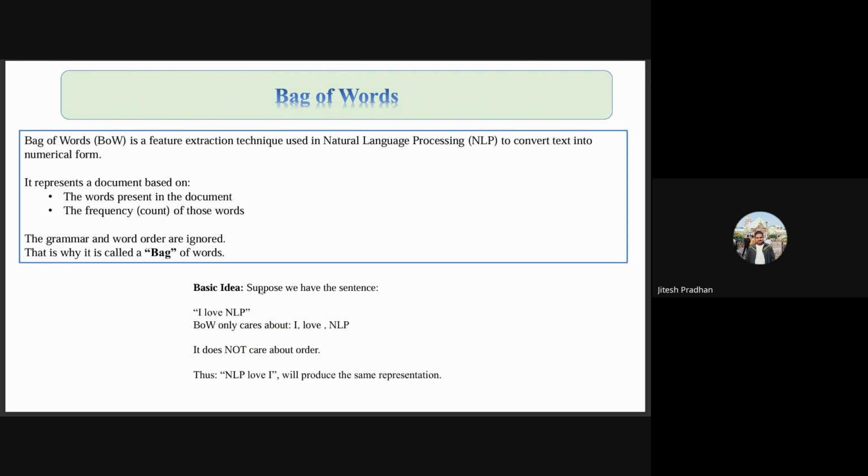Basic idea. Suppose we have this sentence, "I love NLP". Bag of words only cares about the words I, love, NLP. It does not care about the order. It simply keeps I, love, NLP in its bag.